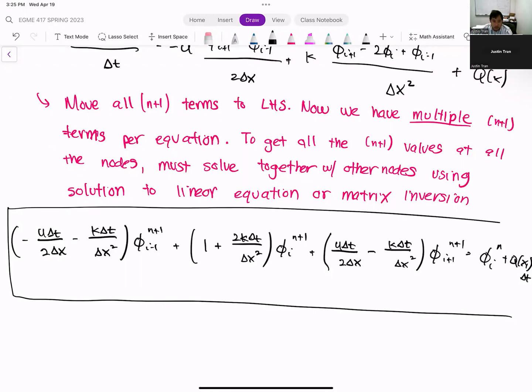We spent a fair amount of time on unsteady problems. Let's go ahead and talk now about finite volumes.